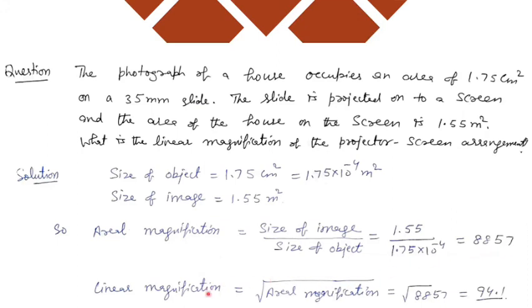And when I have to find the linear magnification, means lengthwise, this was area wise. So lengthwise magnification is equal to square root of the areal magnification. So you can solve it out. You can take the square root of this, which I am getting the result with me is 94.1.